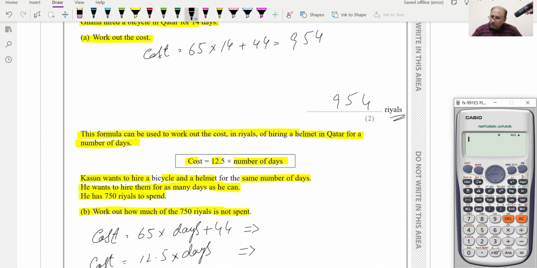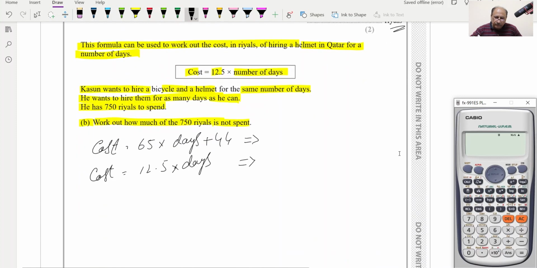So for 954, to get an idea, we can divide by 14. So for one day it will be 68, and plus this 12.5, roughly for one day it will be around 80. So we can check for 8, 9 or 10 days roughly. So I'm checking for 9 days.